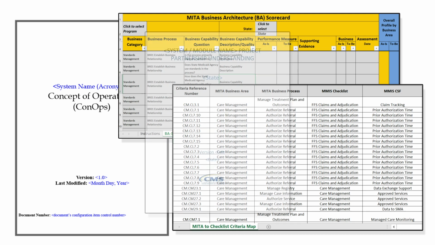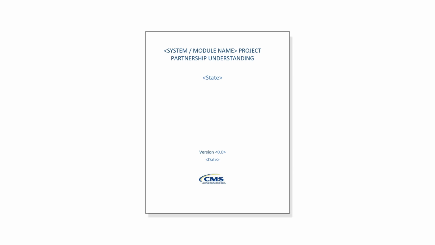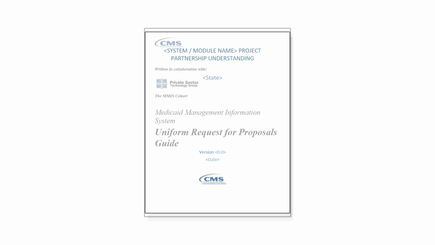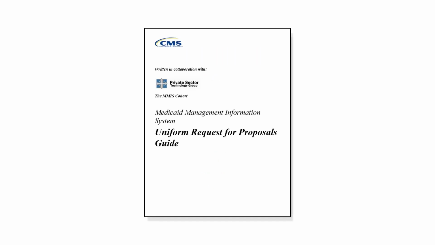The next document in the toolkit is the Project Partnership Understanding template. This PPU is used to document decisions made between the state and CMS during the first activity in the life cycle. The Uniform RFP Guide was written by PSTG and the MMIS cohort as a collection of lessons learned to help states as they prepare acquisition documents. States are not required to follow the recommendations, but may find the information helpful.